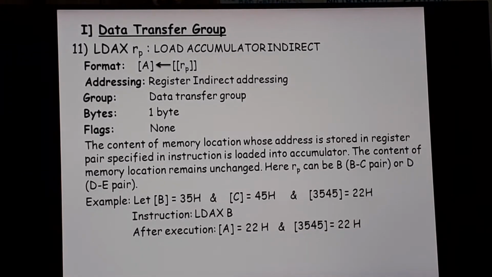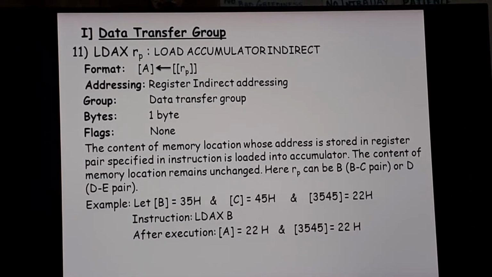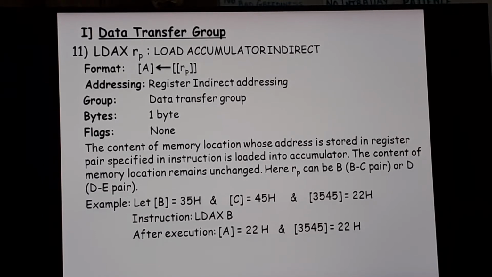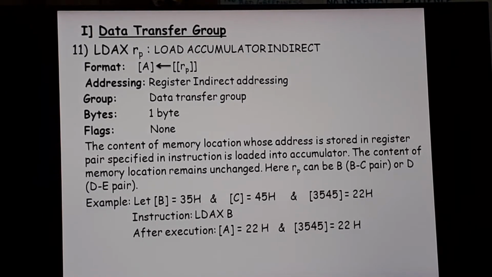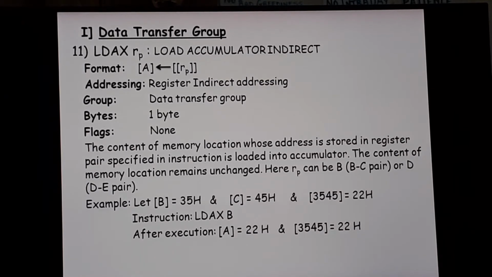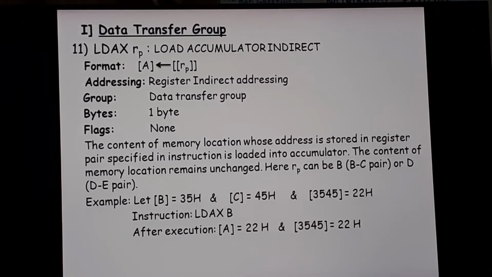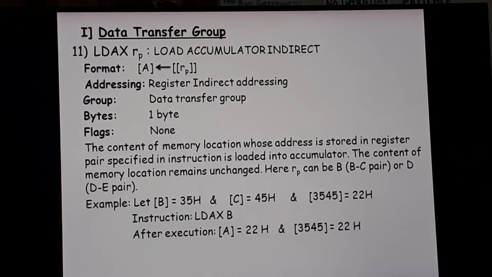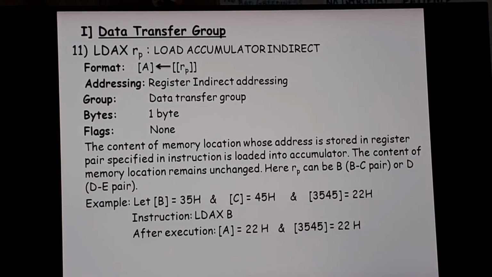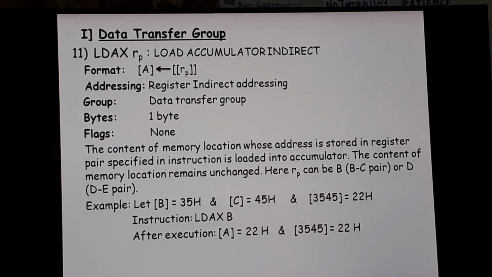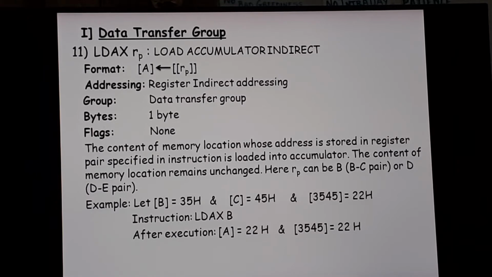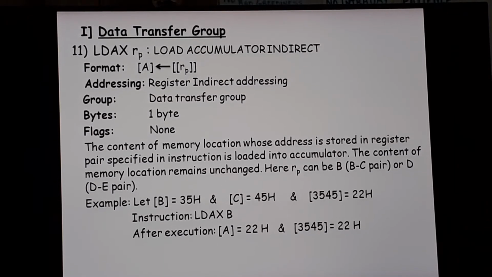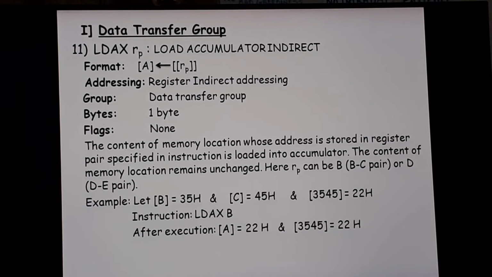Now after executing this instruction, what happens? The data at the address in register pair BC will be transferred into the accumulator. So after execution, A is equal to 22H and the memory content will remain unchanged. So 3545, that is the BC pair address, still holds 22H. Previously you can assume A is equal to 29H. So after executing this LDAX B, A is equal to 22H. Okay, this was the LDAX instruction, load accumulator indirect.